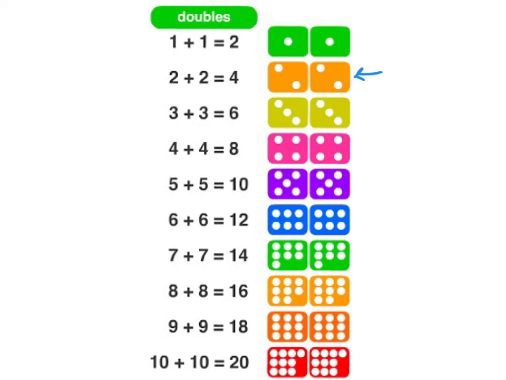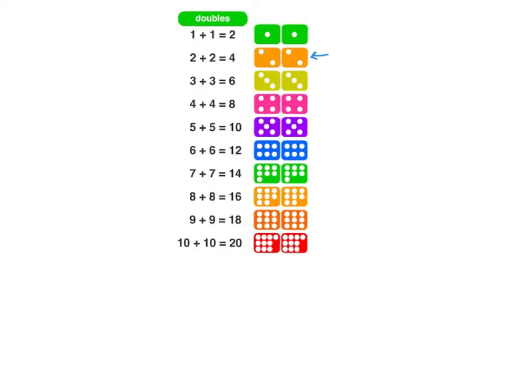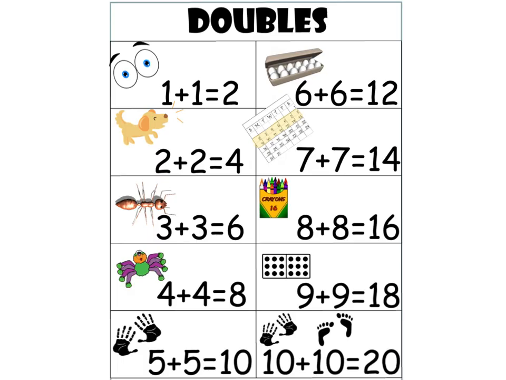Could we keep going too? Totally. We could keep adding equal parts, but we just couldn't see them on dice. And we could keep going. So there's many things in our lives that actually are doubles. So for example, you have 2 eyes, but if you take them apart, you have 1 plus 1. A dog has 2 front legs and 2 back legs. When you add them together, the dog has 4 legs altogether.